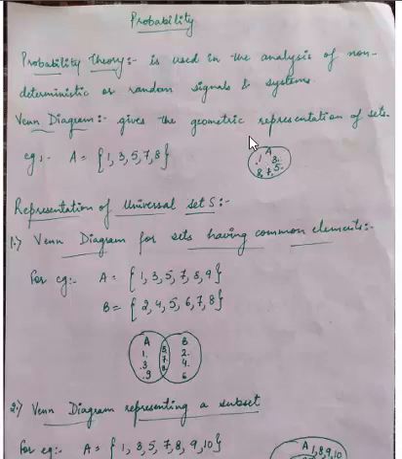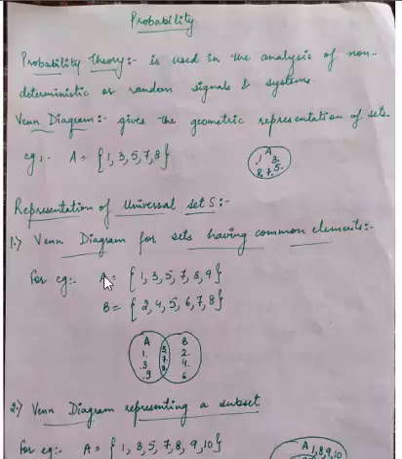Now in a Venn diagram, the sets are represented by shapes, usually circles or ovals. The elements of a set are labeled within the circle, that is 1, 3, 5, 7, 8. Next is representation of universal set using Venn diagram. First is Venn diagram for sets having common elements. If two sets have some elements common between them, then the Venn diagram includes overlapping loops representing the two sets.